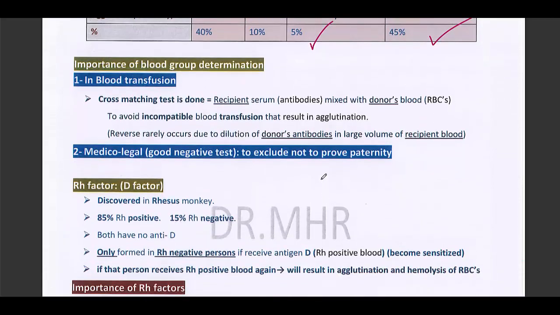The importance of blood group determination. Firstly, in blood transfusion, a cross-matching test is done. It means recipient serum antibodies are mixed with donor's blood RBCs to avoid incompatible blood transfusion that results in agglutination. Reverse reaction does not occur due to dilution of donor antibody in a large volume of recipient blood. That's first. Secondly, medico-legal: good negative tests to exclude, not to prove, paternity.